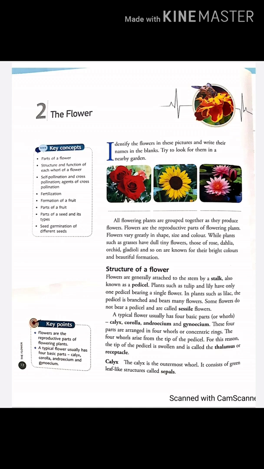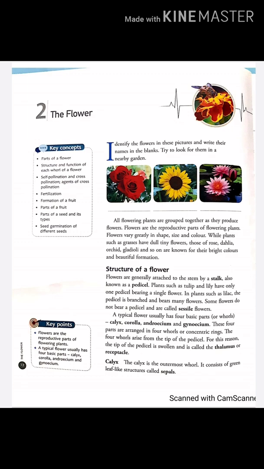A fruit may be dry or fleshy. In dry fruits, the fruit wall or pericarp is hard, thin and dry. It is not distinguished into three layers. And in fleshy fruits, the fruit wall is thick and fleshy. So it is distinguished into epicarp, mesocarp and endocarp.